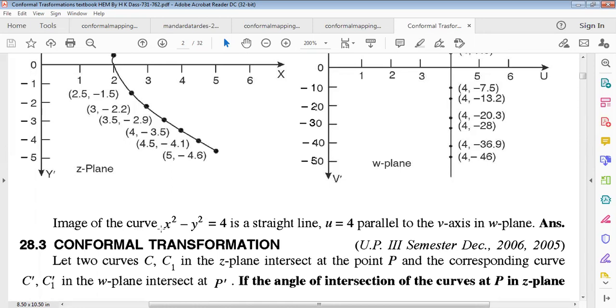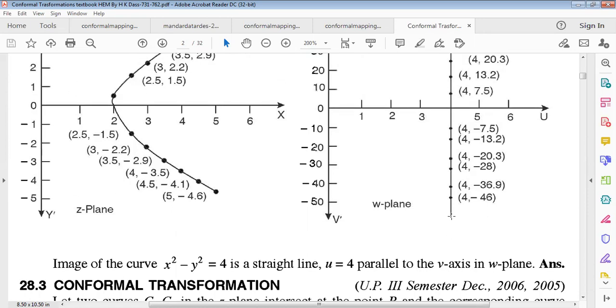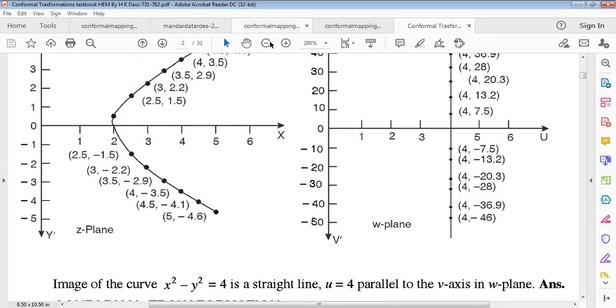So the image of the curve x square minus y square equal to 4 is the straight line u equals 4, parallel to the v axis in the w plane. Actually, this is the result.